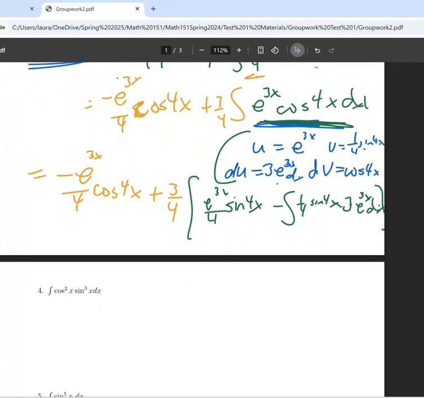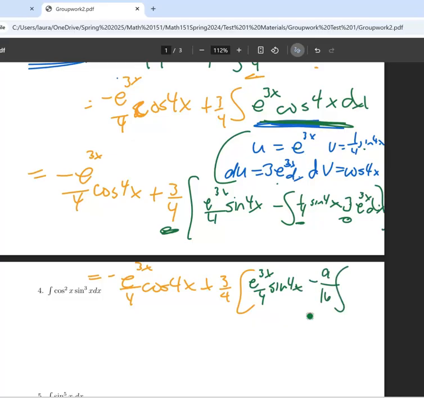All right, so let's see what I've got here. So I'm just going to carry this part along. Negative e to the 3x over 4 cosine of 4x plus 3/4. And so let's see what we've got in here. So I'd have e to the 3x over 4 sine of 4x. If I multiply this 3/4 into here and here, there's a positive and a negative, so that would give me a negative 9/16 e to the 3x sine of 4x. Okay, open up the dx.